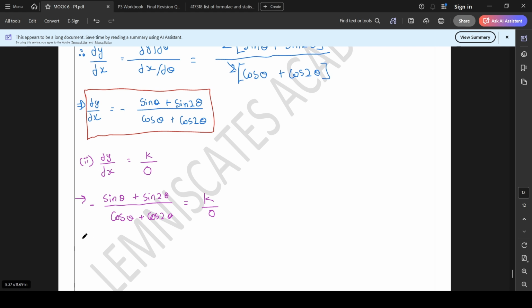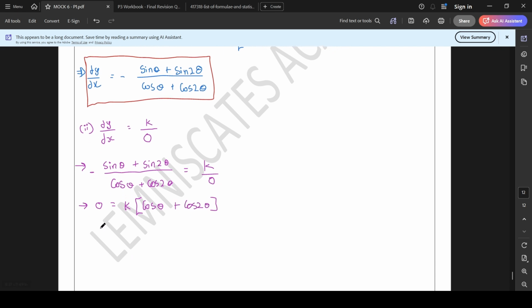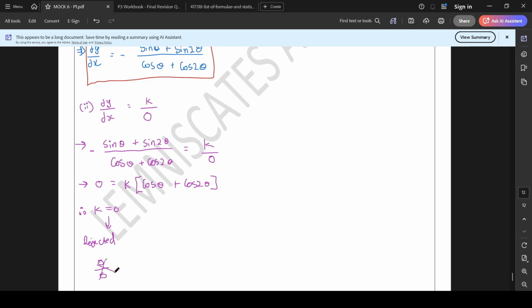Now you can do the cross multiplication and get 0 is equal to k times cos theta plus cos 2 theta, and clearly we can see that either k is equal to 0, and of course we don't really care about k equal to 0, and k can't be equal to 0 in the first place, or else it will be an undefined format. So k equal to 0 is rejected as k cannot be 0, because it will become 0 by 0 format, which is not possible. There is a change in the y-axis, so change in y cannot be 0.